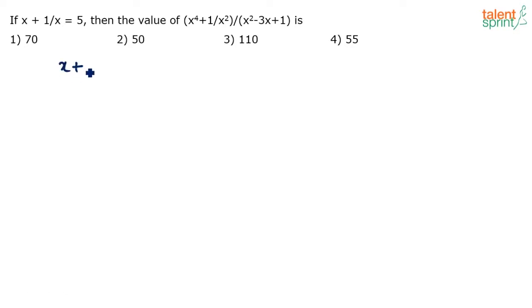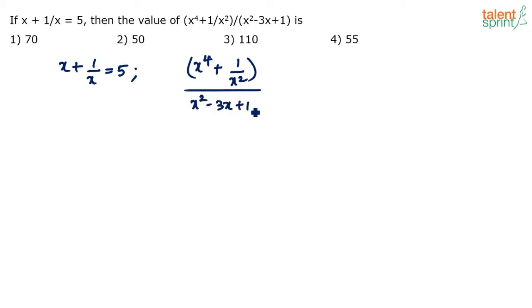So look at this, x plus 1 by x equals 5. He's asked us to find out what is x power 4 plus 1 by x squared divided by x squared minus 3x plus 1. This is equal to what? So simplify this. x plus 1 by x equals 5 implies what? x squared plus 1 equals 5x. Right? x squared plus 1 equals 5x.